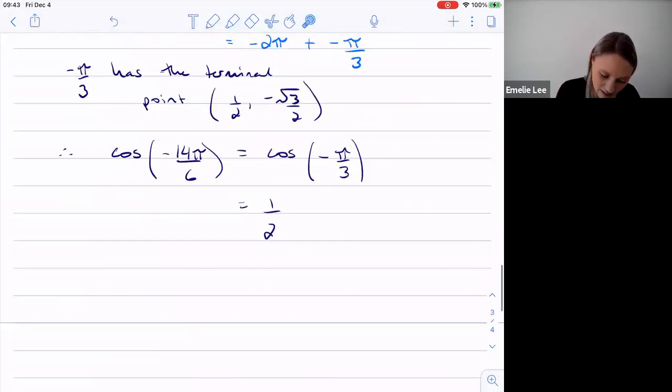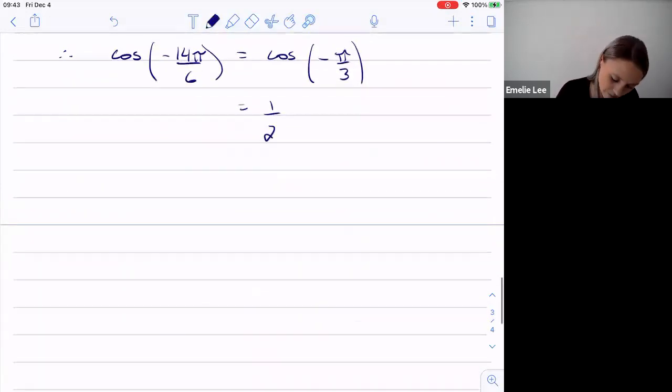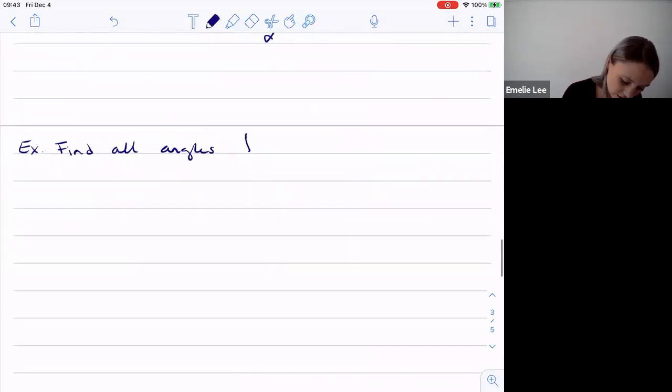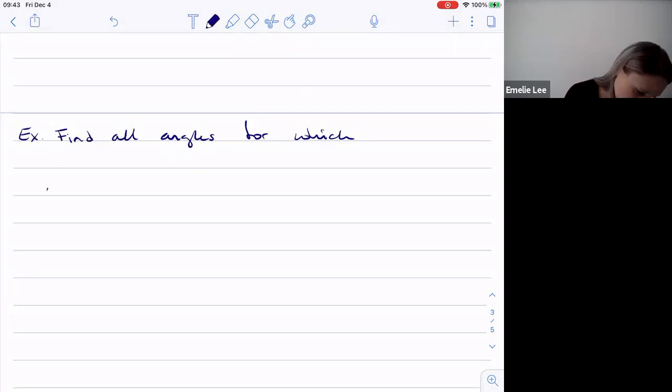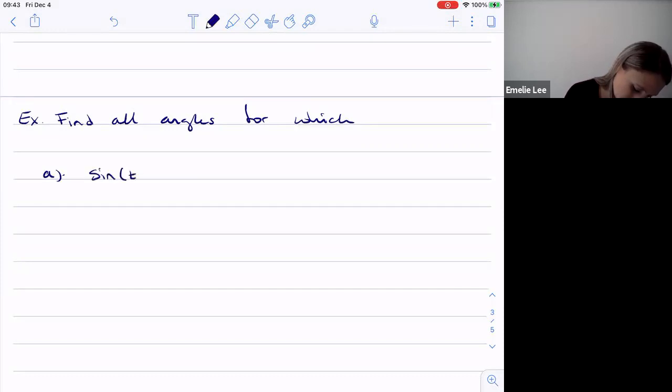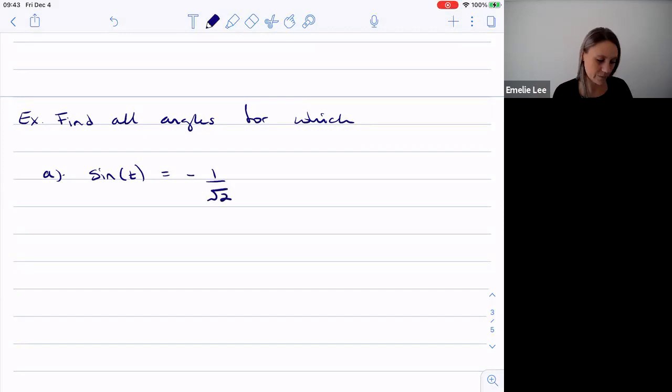Right. Well, yeah, let's do a couple more examples here. I'll put on a fresh page. Find all angles for which sine t. I've been using theta. We can use t, like I said, so just see those and use them interchangeably. Sine of t is -1/√2. Okay.